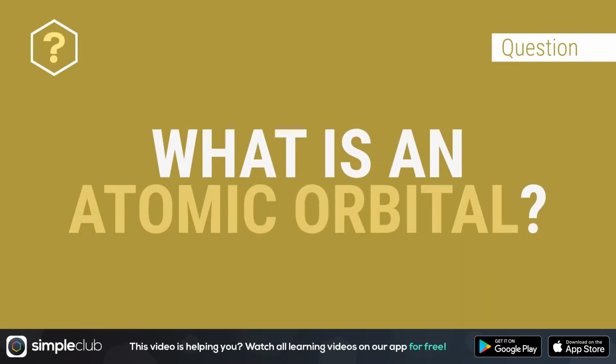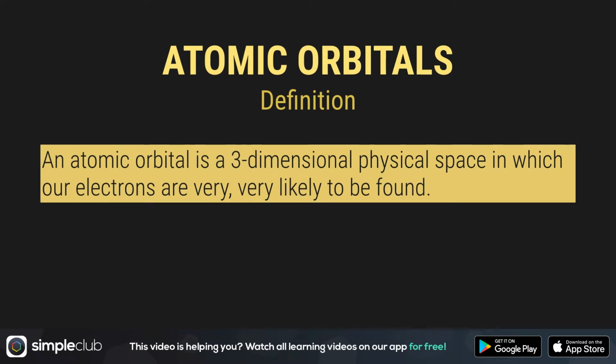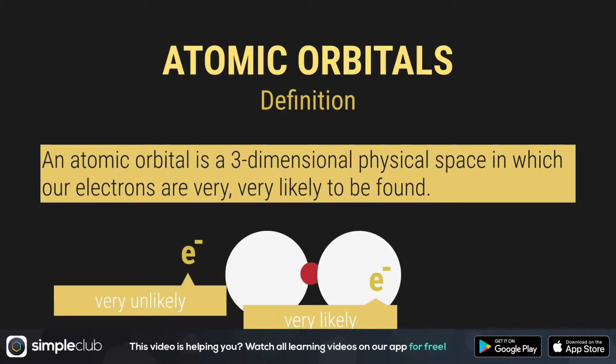Just what is an atomic orbital? So, what does that mean in practical terms? An atomic orbital is a three-dimensional space where our electrons are likely to be found. But it's not always like that. The electrons might also be outside the space, although that's pretty unlikely. Most of the time, our electrons are found right here in these spaces, which we call atomic orbitals. Well, that's about it for the definition.